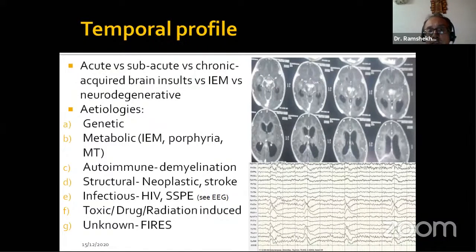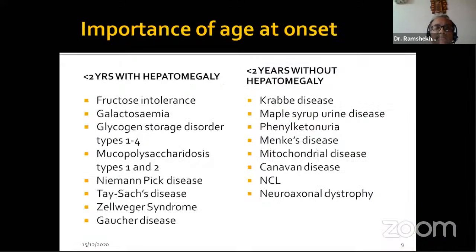Also, you have entities which do not have a definitive basis. It is not very clear whether these are infectious or autoimmune. And these include entities such as the febrile infection-related epilepsy syndrome, or FIRES, wherein children can present to you in a devastating manner as new onset refractory status epilepticus, followed by developmental decline.